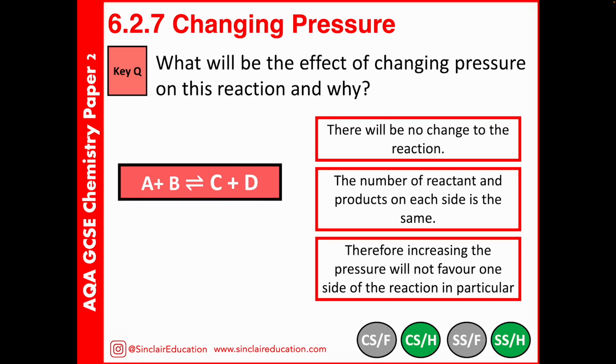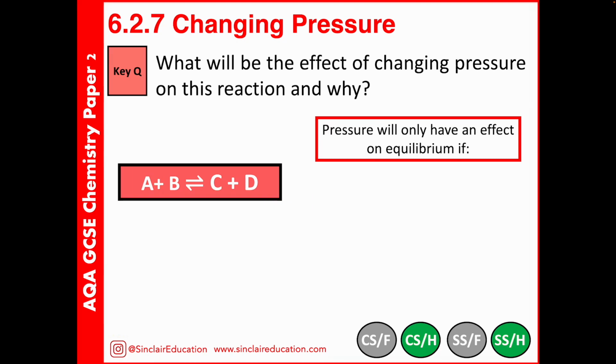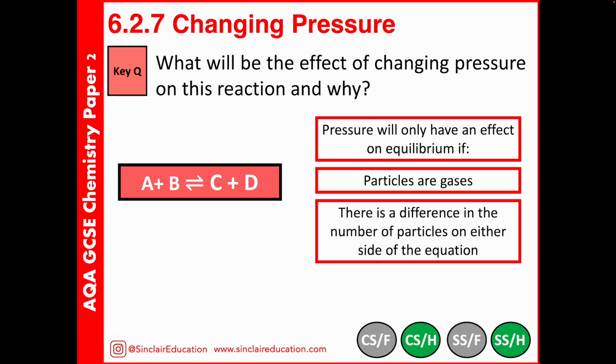Pressure also relies on the substances being gases. So if you ever notice that it's a change in pressure but you don't have gases involved, or if it's a change in pressure and the number of molecules on each side is the same, then there'll be no change in reaction, and you need to develop that as to why. So pressure will only have an effect on equilibrium if the particles are gases and we've got a difference in the number of particles on either side.